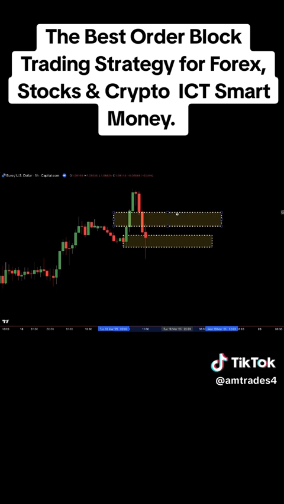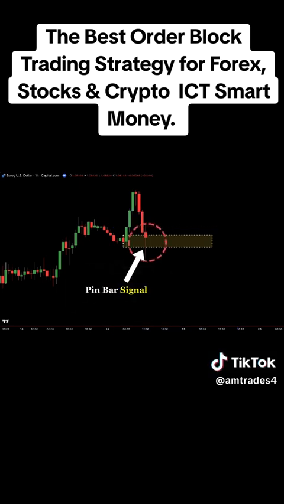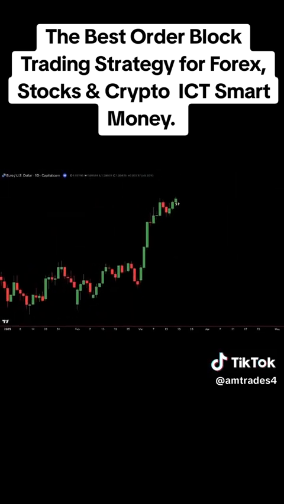Next, price pulls back into this order block. Inside the zone, we get a bullish pin bar candlestick, which acts as our confirmation signal that buyers are stepping back in. Now, before entering, we check the higher time frame. Since we're on the 1-hour chart, our higher time frame is the daily chart. On the daily, we can clearly see the market is also trending upward, perfectly aligned with our 1-hour setup.